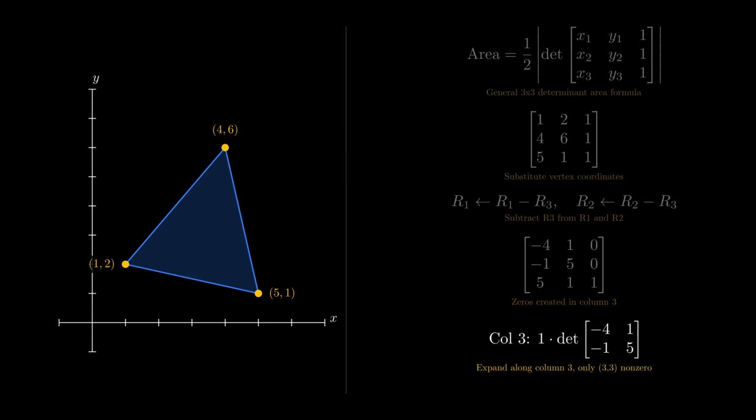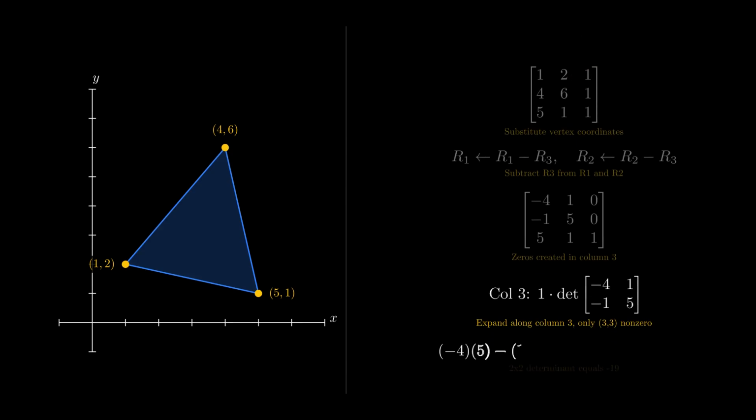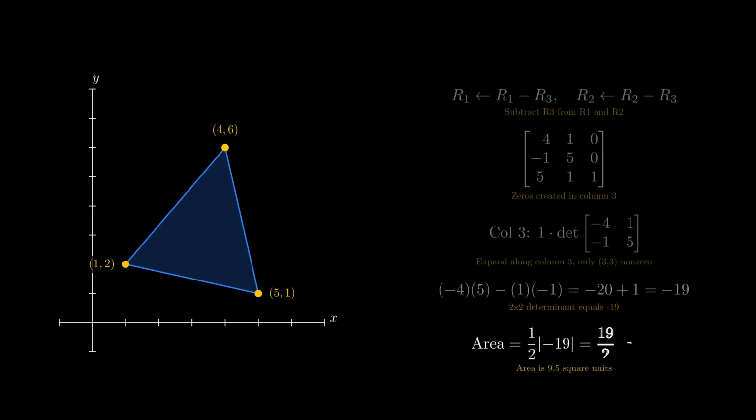Now expand along column 3. Only the bottom entry in that column is non-zero. The cofactor sign for position 3,3 is positive, so the determinant reduces to 1 times the 2 by 2 determinant of negative 4, 1, negative 1, 5. That equals negative 4 times 5 minus 1 times negative 1, which is negative 20 plus 1 equals negative 19. Finally, the triangle's area is 1/2 times the absolute value of negative 19, which gives us 19 over 2, or 9.5 square units.